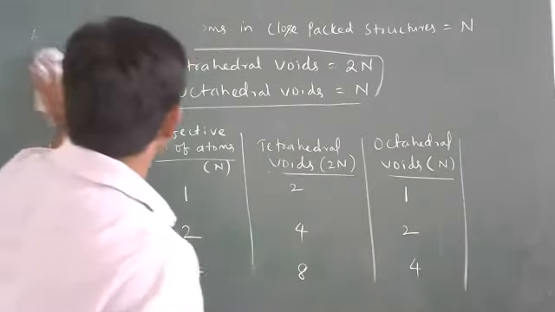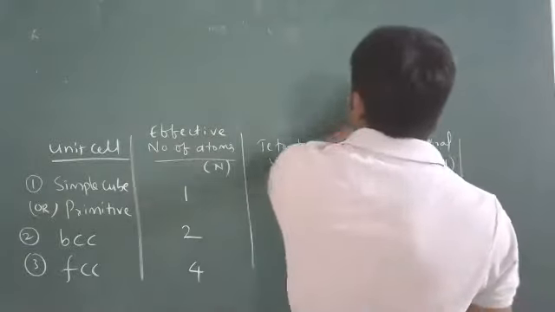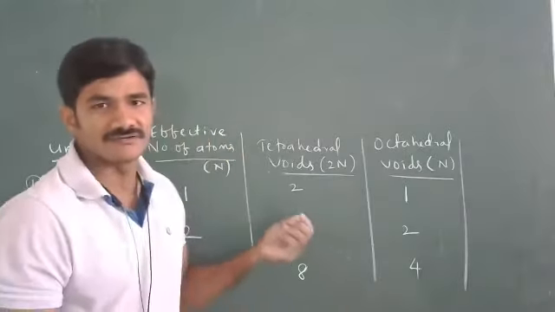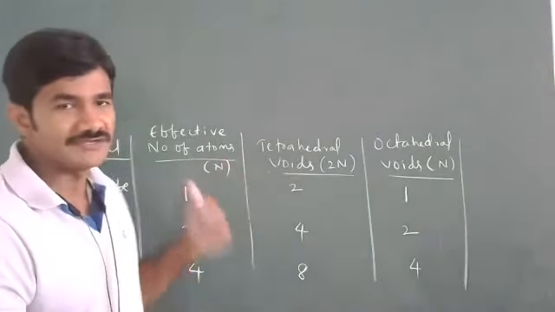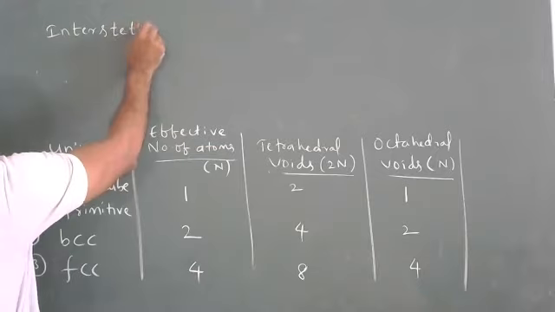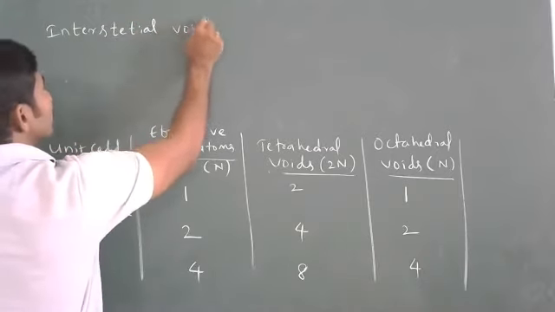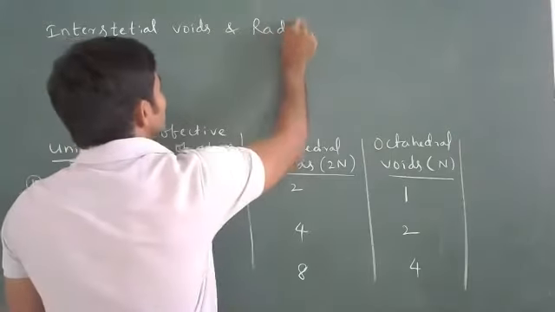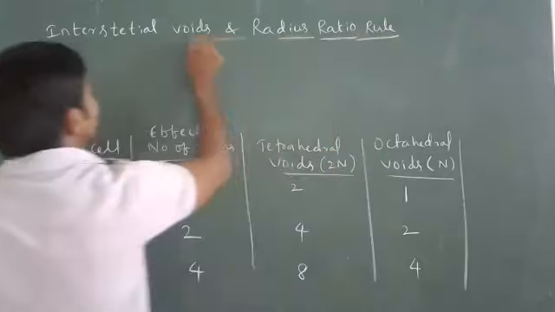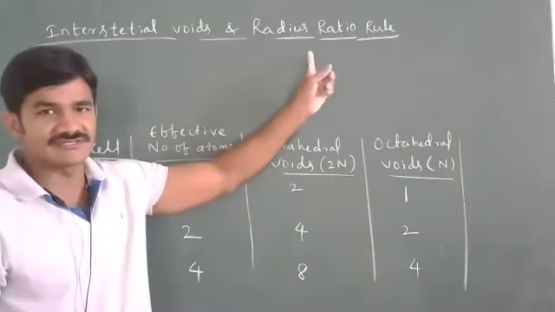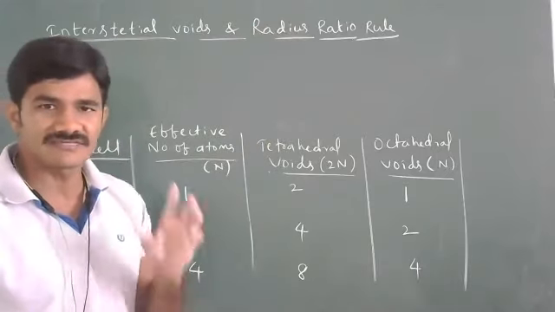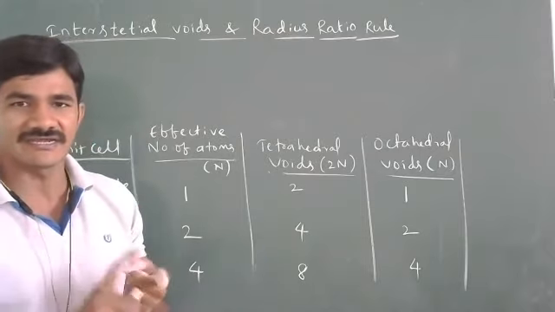Next one is, now let us discuss a little bit of extra information about these voids. I write it here: interstitial voids and radius ratio rule. So what is the actual radius ratio rule? If you take one ionic crystal, for example sodium chloride, it has one cation and one anion.